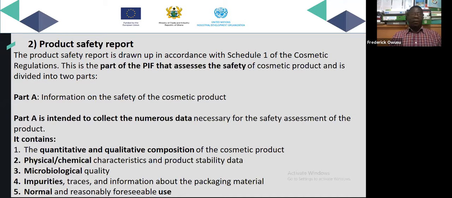And if you like, the normal or the reasonably foreseeable use, because you want to avoid unintended use of your product. So reasonably foreseeable use of your product. People will want to apply the product for other things. So that is a foreseeable usage.